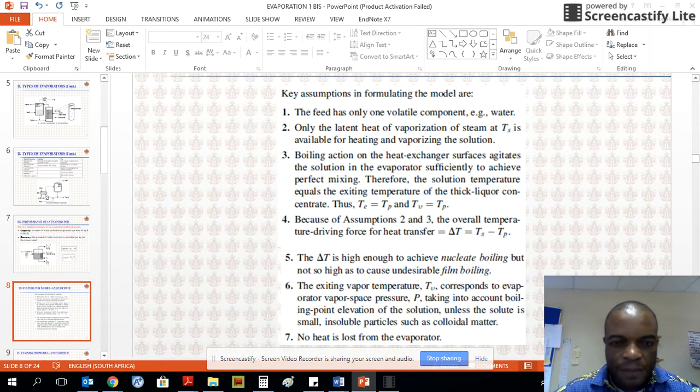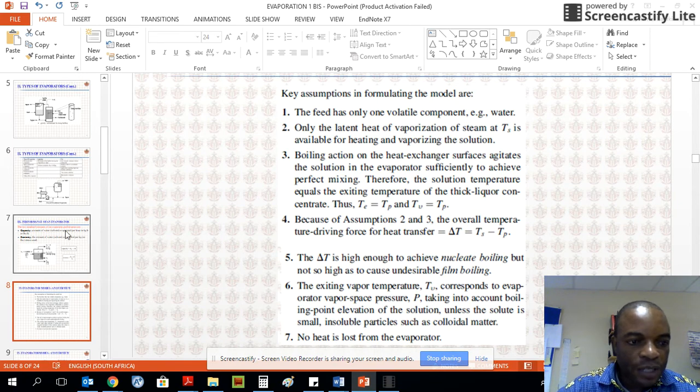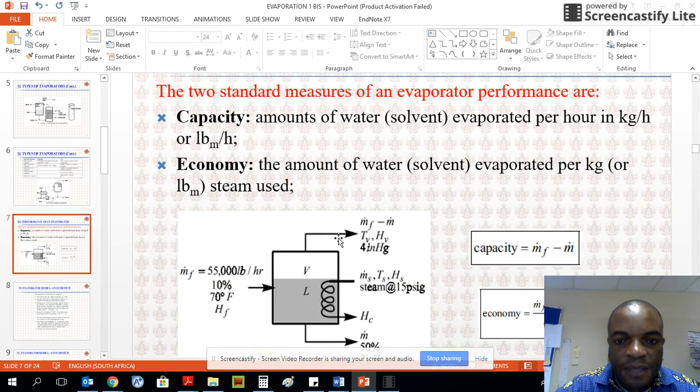Now, what is meant by that assumption number three? Assumption number three only tells you that there is thermodynamic equilibrium, which is achieved in your evaporator. It means the temperature of your solvent. Let me go back to that figure on slide number 7. It means that the temperature of the evaporated stream is the same as the temperature in the vapor phase, which is the same as the temperature in the liquid phase.